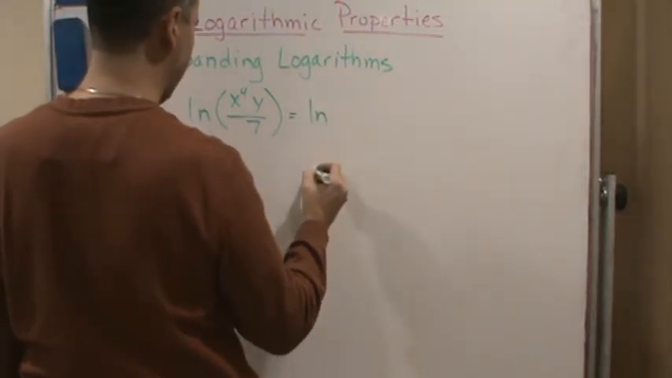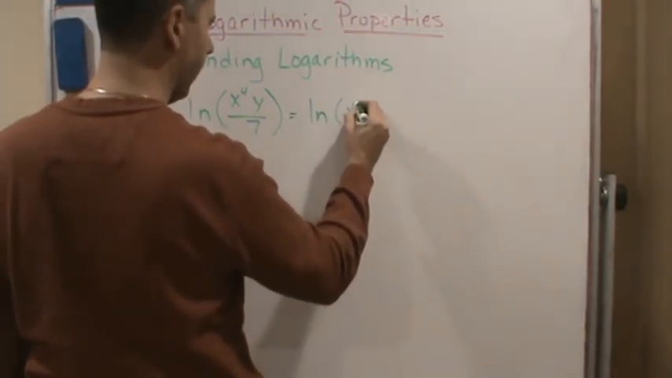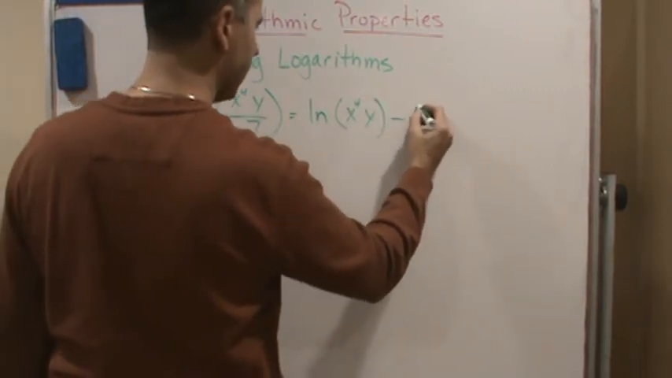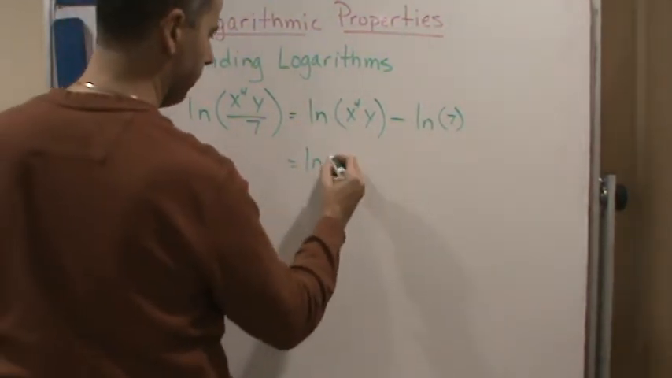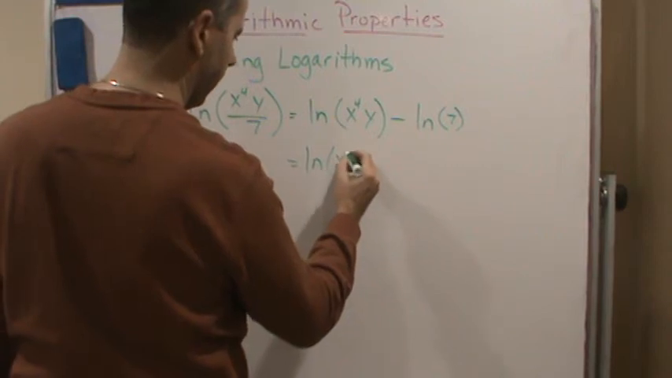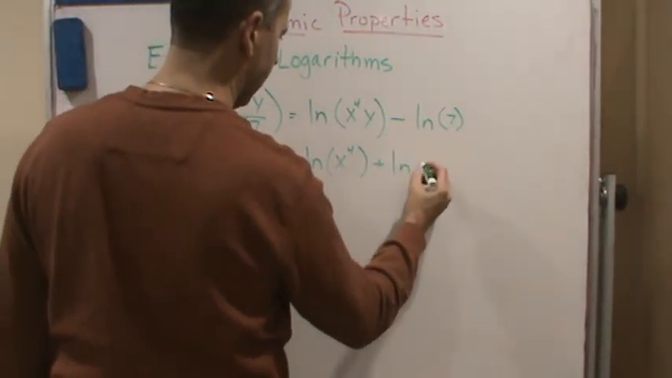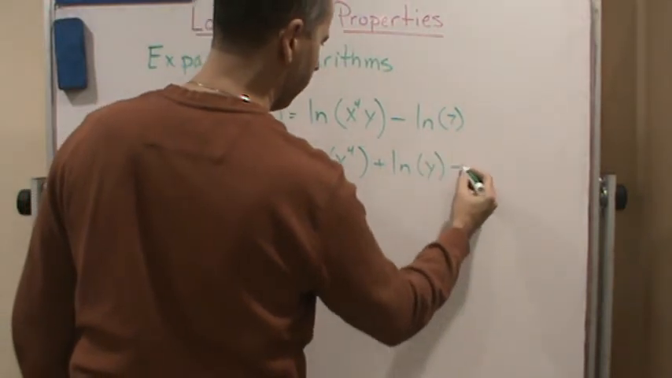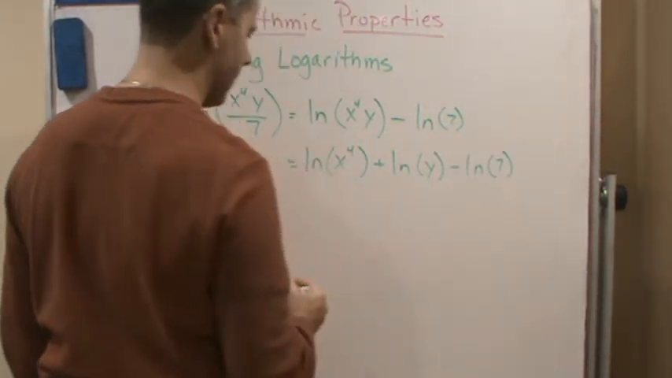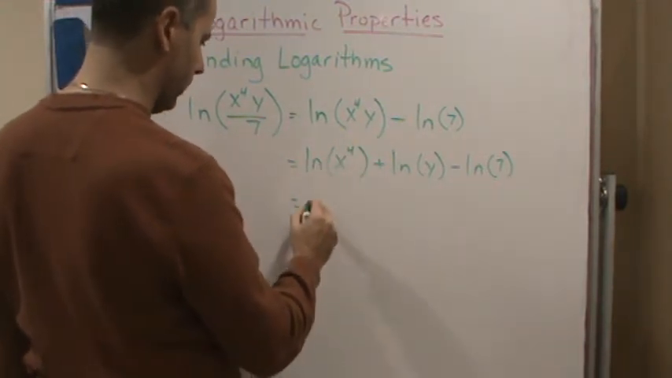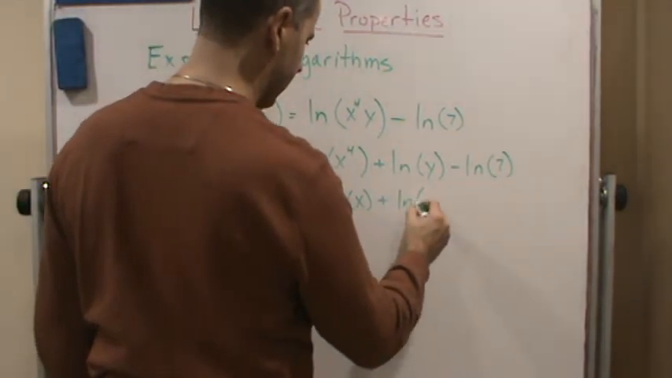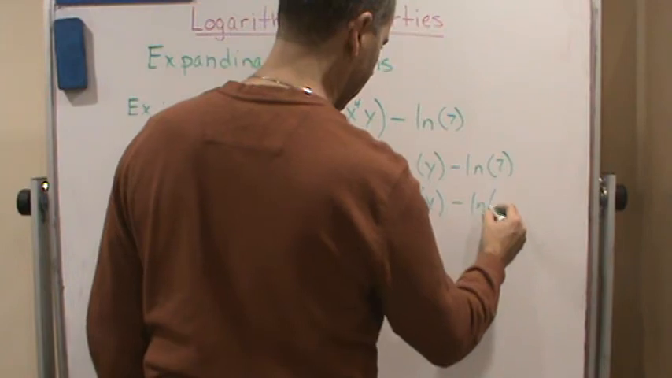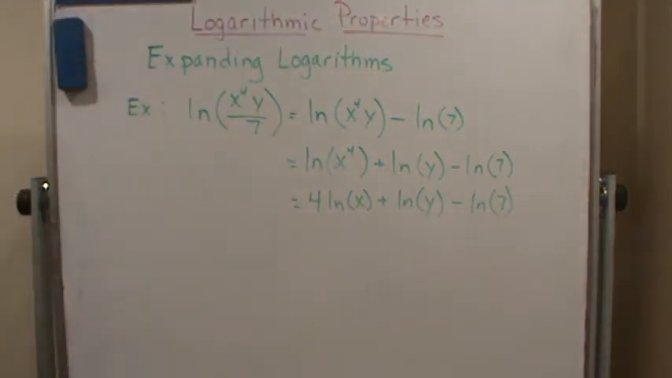So I'm going to write this as ln of x to the fourth y minus ln of 7. And then this is going to be ln of x to the fourth plus ln of y minus ln of 7. And then now I'm going to use the power rule here. I'm going to write this as 4 ln of x plus ln of y minus ln of 7. And I'm done. That's how you do it.